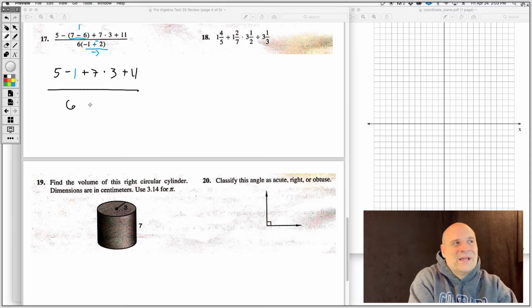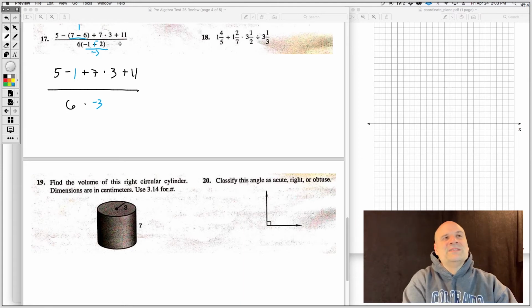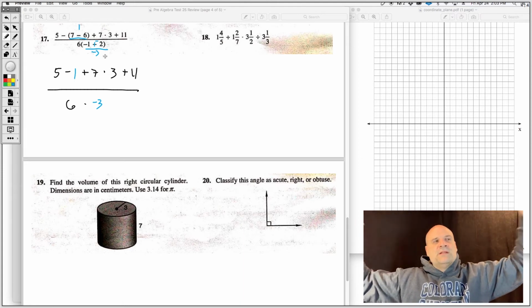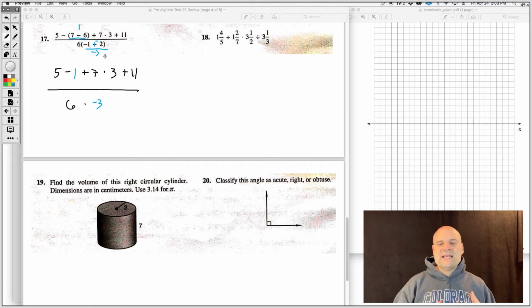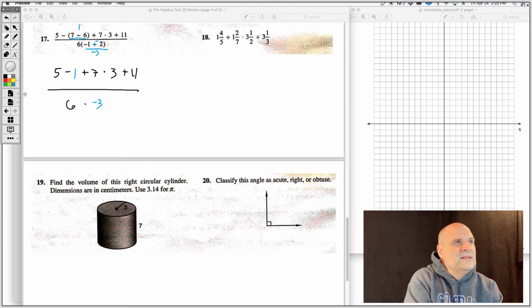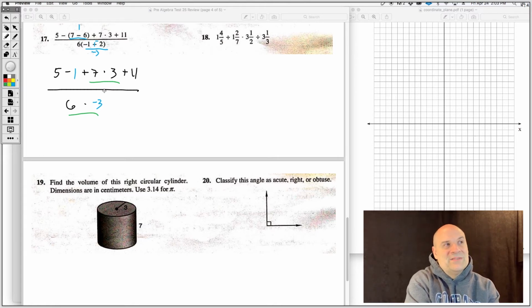What's that mean when it's right next to a parentheses? It means multiplication. 6 times -3. Okay? Well, what comes next? Remember, this bar here means that all the top is in parentheses and all the bottom is in parentheses. So that's the final thing you do is divide those two. Okay? So let's do what's next, which is multiplication and division. So we're going to do that, and we're going to do that. Don't do this division because that's outside of these parentheses, okay?